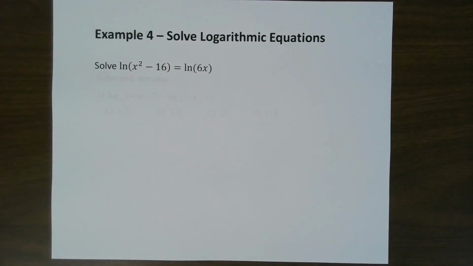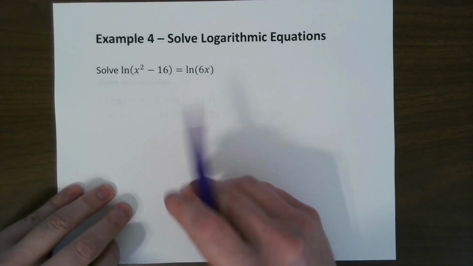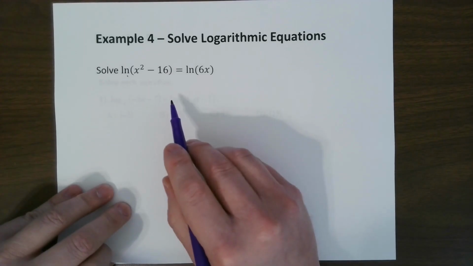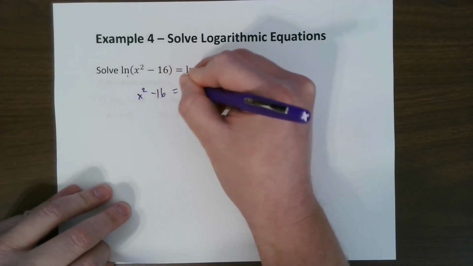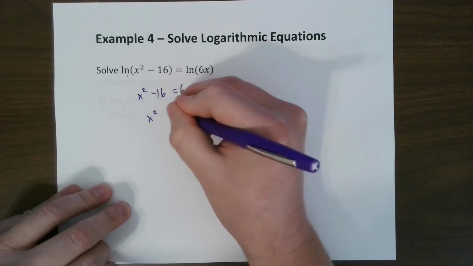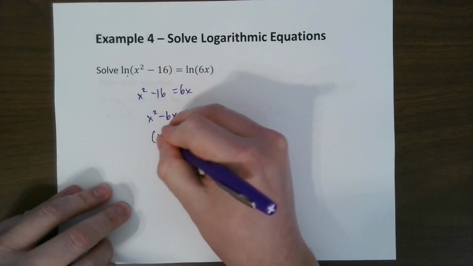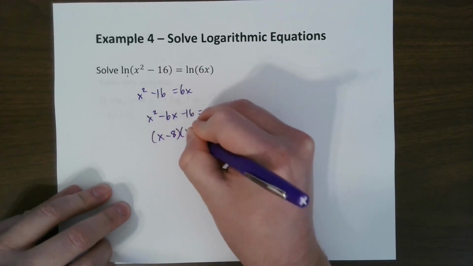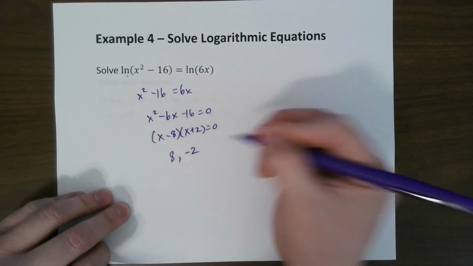And now we're going to solve logarithmic equations. So the way we go about doing this is, since they have ln's on both sides, they cancel out. So we have x squared minus 16 equals 6x. So we get x squared minus 6x minus 16 equals 0. So x minus 8, x plus 2 equals 0. So we get 8, we get negative 2.